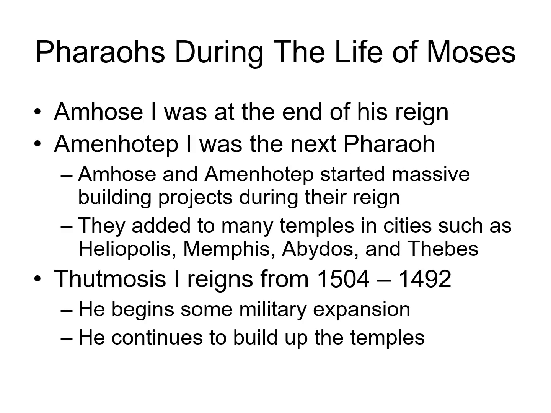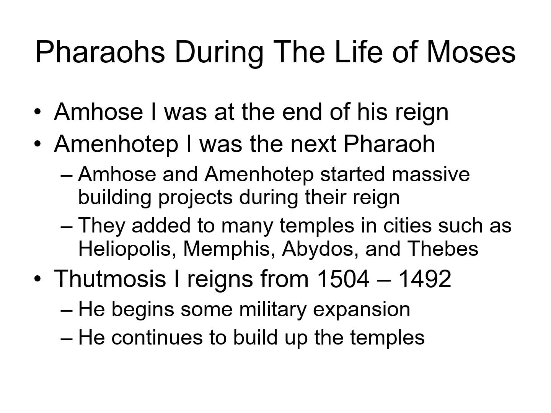So during the life of Moses, when he was born, Ahmose I was at the end of his reign, and his son Amenhotep I was the next pharaoh. So both Ahmose and Amenhotep started massive building projects during their reign. They added to many temples in cities such as Heliopolis, Memphis, Abydos, and Thebes.